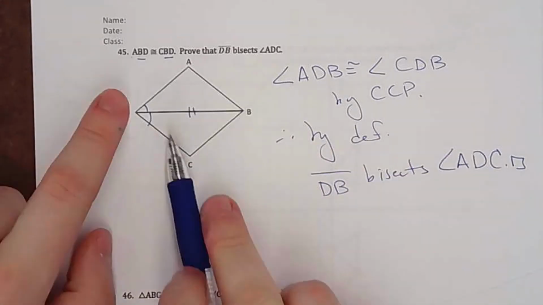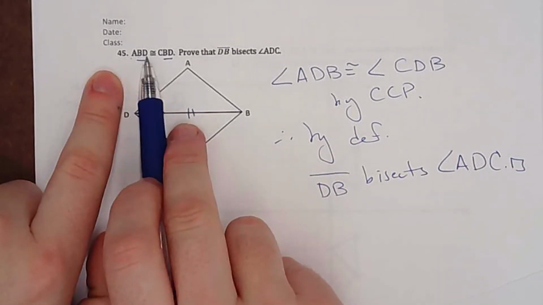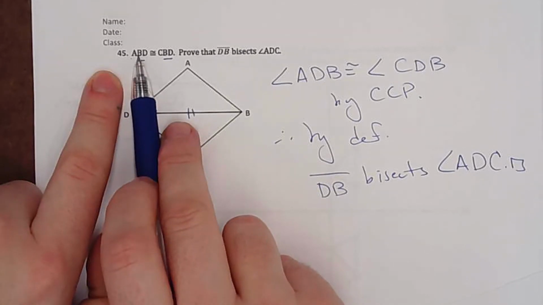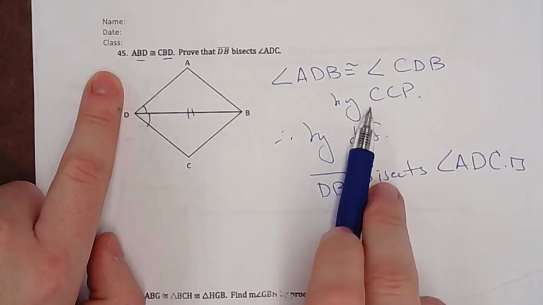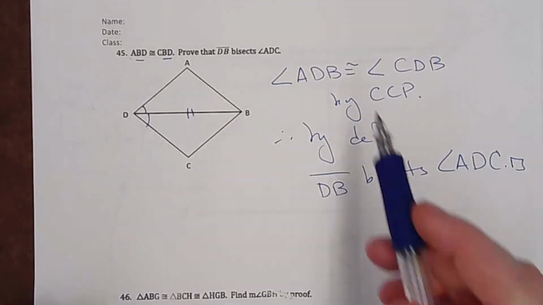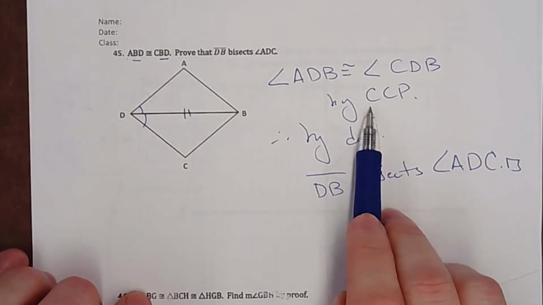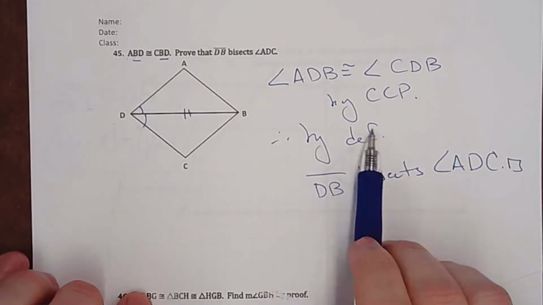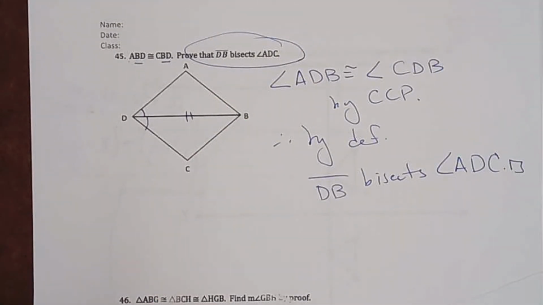So these two angles are congruent, and I know that because they match up. ADB, first, last, middle, matches up with CDB, first, last, middle, by CCP. That's what CCP is. The order of the letters matters, right? So we're able to say they're congruent because their letters match up by CCP. Then we say, therefore, this. Remember, we always end with what they ask us to prove. That's all we got, right? That's it for that one.